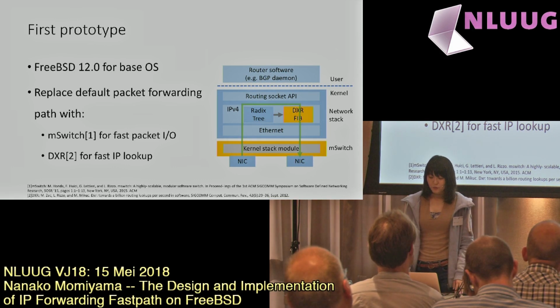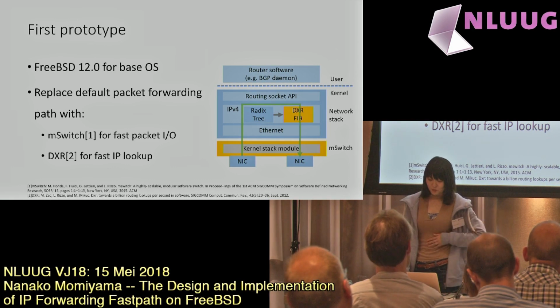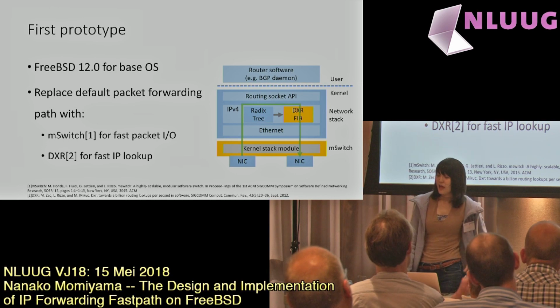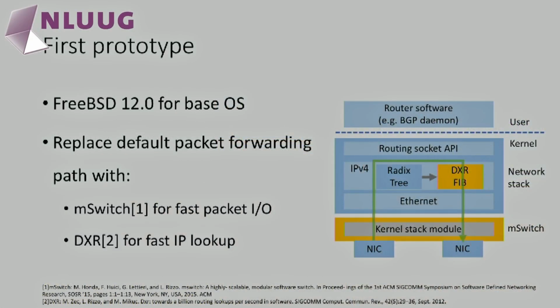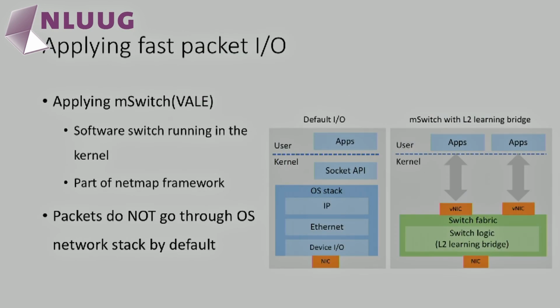We used FreeBSD 12 as the base operating system, and we replaced the packet I/O part and the IP lookup part. I will explain the details in the following slides. The first is applying fast packet I/O. So how do we optimize the packet I/O part?